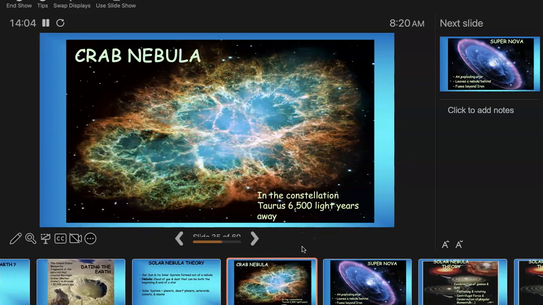There is a nebula. You see the crab? No. I mean, it's roughly crab-shaped if you remove all of its arms and legs and so forth. But there's an example of a nebula. And like I said, they're very cool things. This one happens to be in Taurus, the constellation, which is about 6,500 light years away.